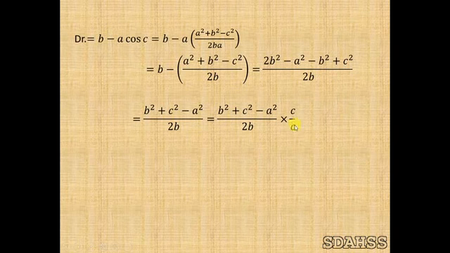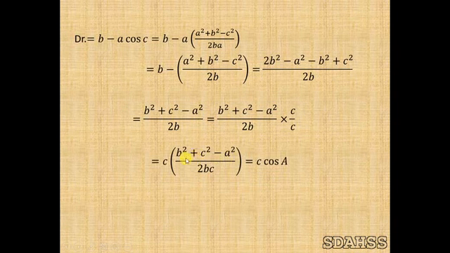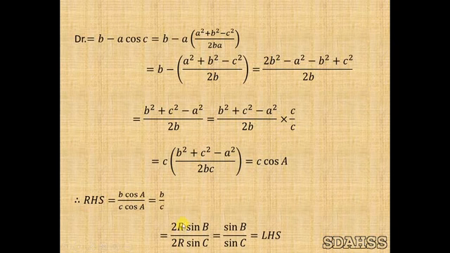Multiply the numerator and denominator by C. You have C into B square plus C square minus A square divided by 2BC. Now this is cos A. So C cos A. The numerator answer is B cos A. The denominator answer is C cos A. Cos A cancels. So you have B by C. Which is equal to, we know that B is 2r sin B. Use the sine formula, 2r sin B divided by, in the place of C, apply the sine formula, 2r sin C. 2r cancels, which is equal to sin B by sin C. Sin B by sin C is the LHS, hence we proved.